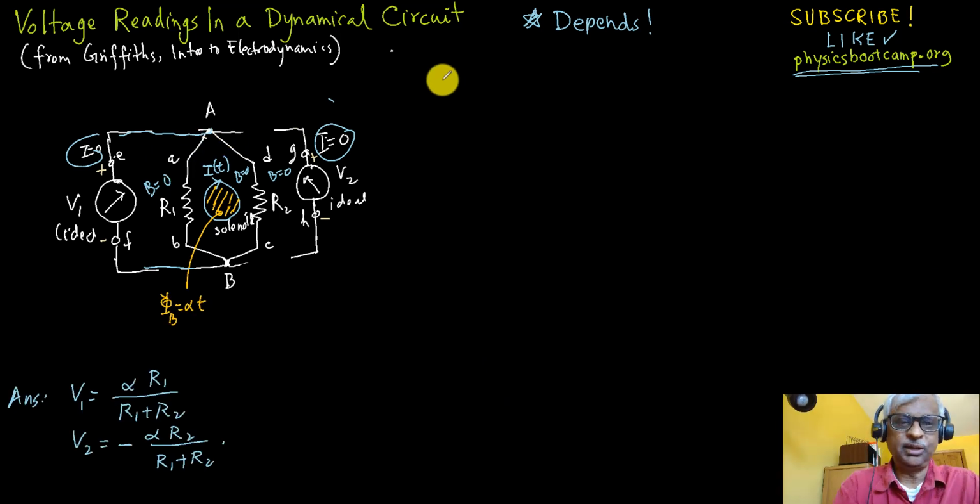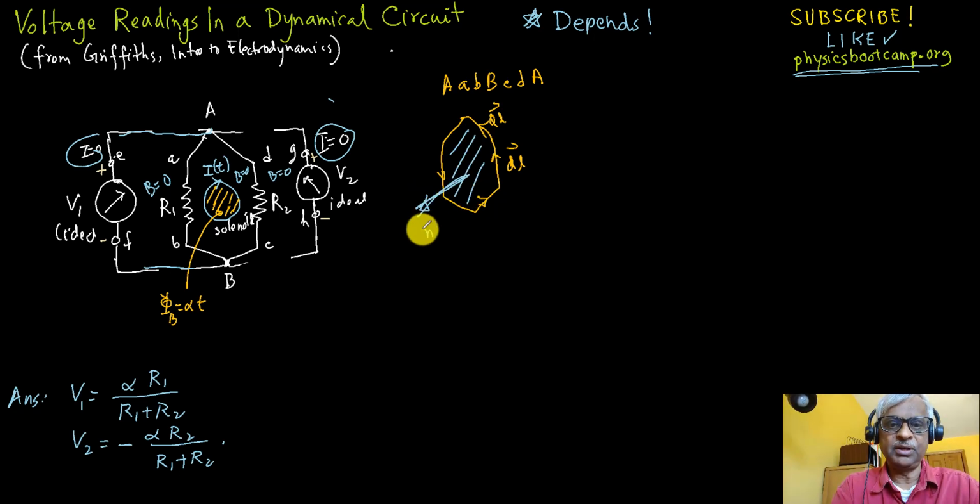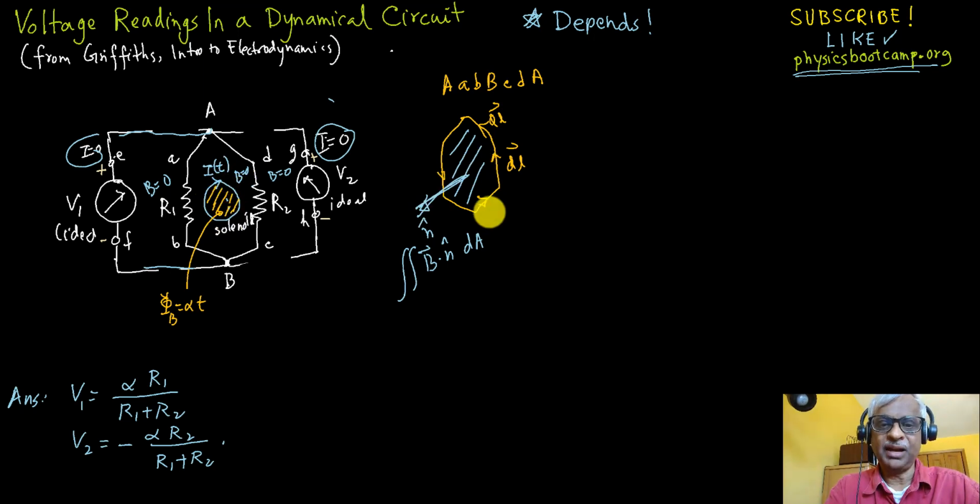Okay, so I'm going to do circuit A, B, C, D, A. I'm going to go around in this direction, so this is my dl direction, and the n hat direction is going to be coming out like that. That turns out to be exactly opposite of that, so B dot n hat dA over this surface will be the negative of what it was over there, because here the normal is going in and there the normal is out. So this will equal minus alpha t.